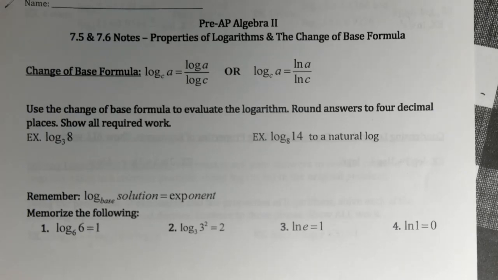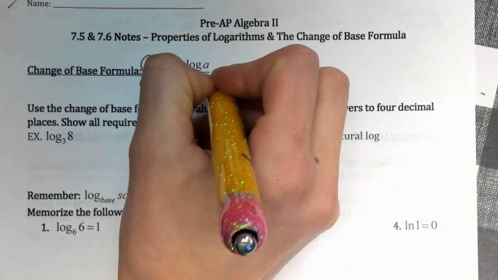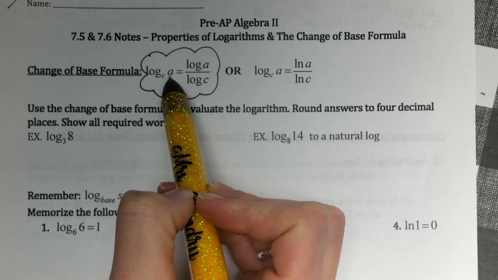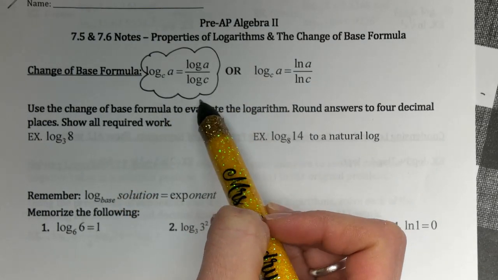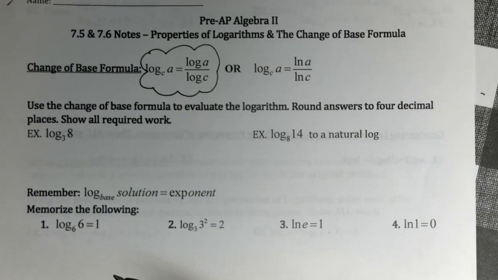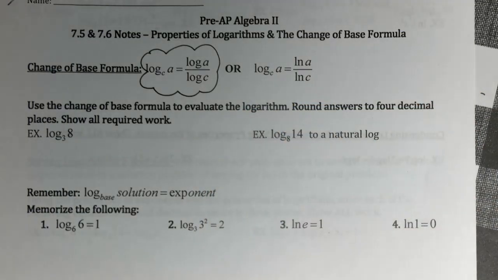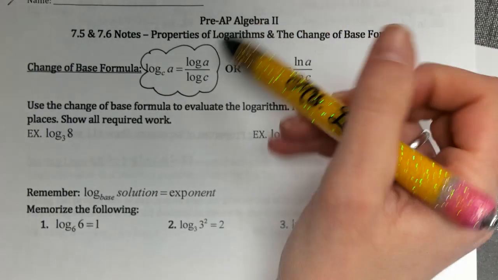Okay, so the first thing we're going to look at for this section is the change of base formula. You're going to have to memorize this, which I don't think is very hard to do. If you have log base c of a, your change of base formula tells you take the log of a divided by the log of c. That's it. Okay? And if I say use the change of base formula to a natural log, then you just do the natural log of a over the natural log of c. I think it's easy.